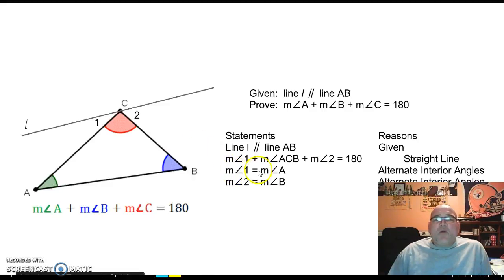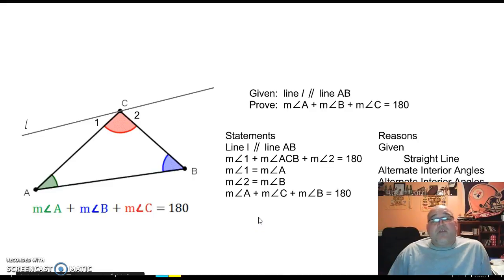Well, if the measure of angle 1 equals the measure of angle A, remember, anytime we see 1, we can replace it with A. And anytime we see 2, we can replace it with B. So by the substitution property of equality, we can replace 1 with A and 2 with B, and we have proven what we're asked to prove. The measure of A plus the measure of C plus the measure of B equals 180.